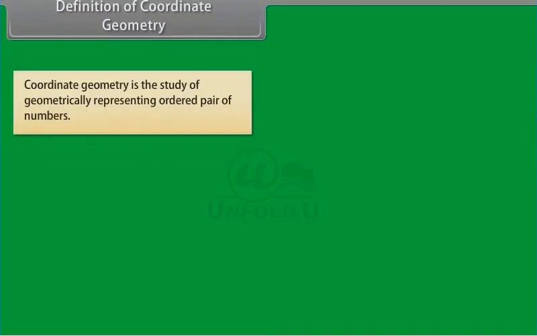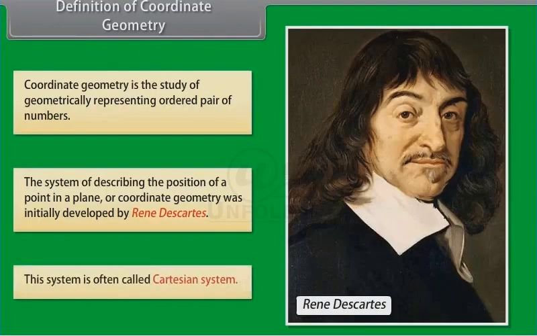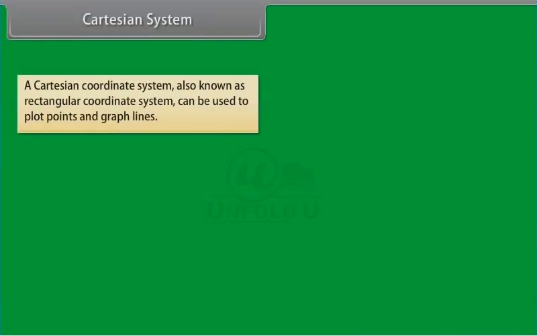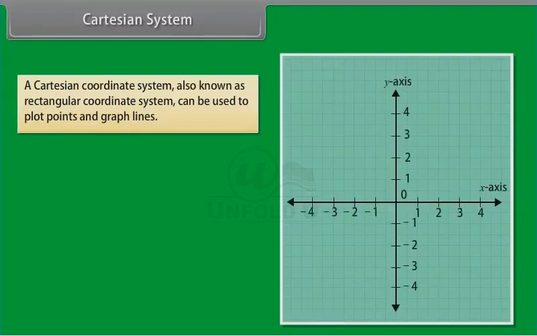Definition of coordinate geometry. Coordinate geometry is the study of geometrically representing ordered pairs of numbers. The system of describing the position of a point in a plane in coordinate geometry was initially developed by René Descartes. This system is often called the Cartesian system. Cartesian system. A Cartesian coordinate system, also known as rectangular coordinate system, can be used to plot points and graph lines. It is basically a set of two number lines, the x-axis and the y-axis.